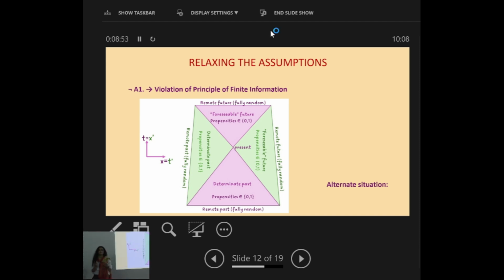Now, there will be certain relaxations of assumptions which can give us different interpretations. I will only discuss one of them for the interest of time, which is the violation of the principle of finite information. Now let's look at an alternate situation.